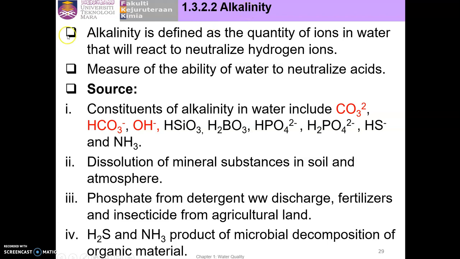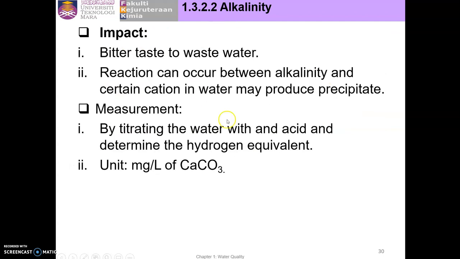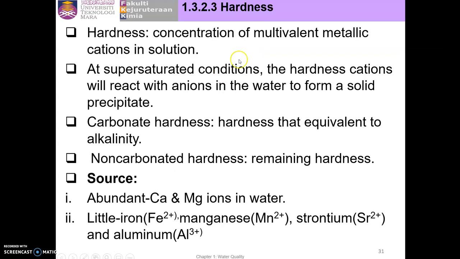For alkalinity, alkalinity is defined as the quantity of ions in water that will react to neutralize hydrogen ions. The meaning, the sources, impact, and measurement of alkalinity.